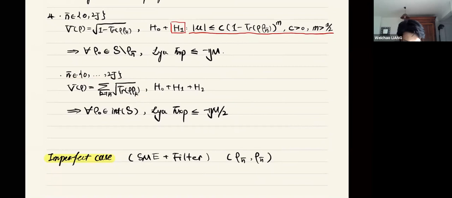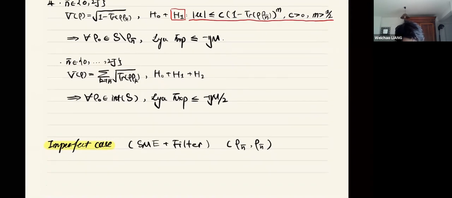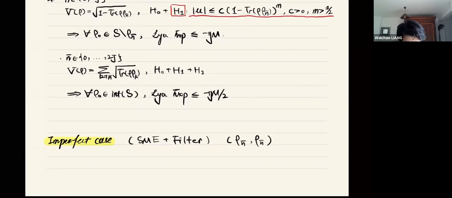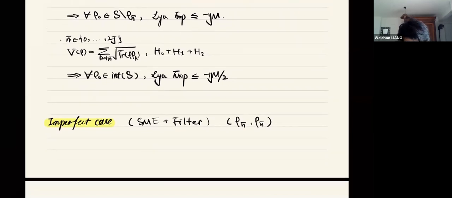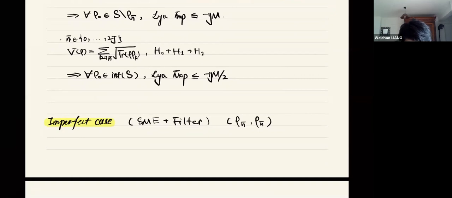And for the more general case, we choose this function as our candidate Lyapunov function. And we suppose the feedback controller satisfies these three conditions, H0, H1, H2. And for almost all initial states, which is positive definite, the target state is almost surely exponentially stable with the Lyapunov exponent smaller than or equal to negative eta m over 2. This is just a brief review of the last two courses. And next, I will show you the treatment for the imperfect case.